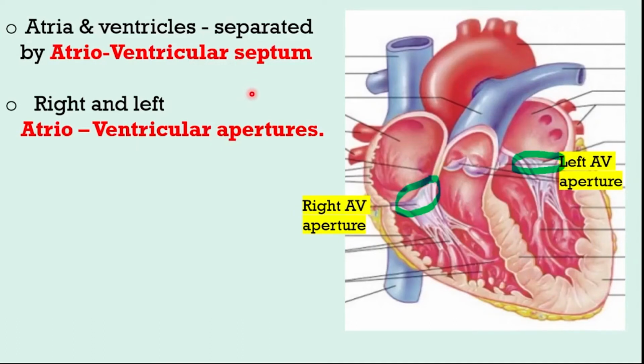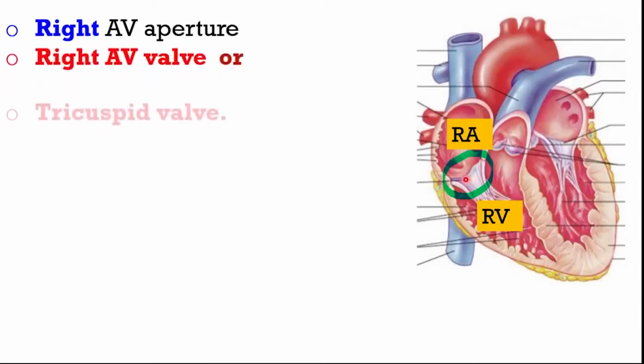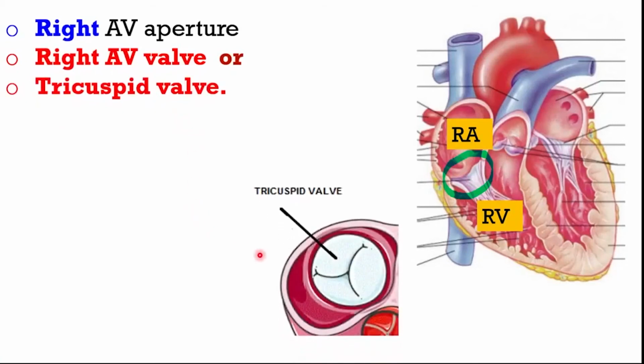Now we'll discuss the valves present at the atrioventricular apertures. The right atrioventricular aperture is guarded by the tricuspid valve. The right atrioventricular valve is also known as the tricuspid valve. If we see the section of this valve, we find 3 flap-like structures. These flap-like structures are known as cusps. This is a cusp. We can see 1, 2, 3 cusps here. That's why this valve is named the tricuspid valve.